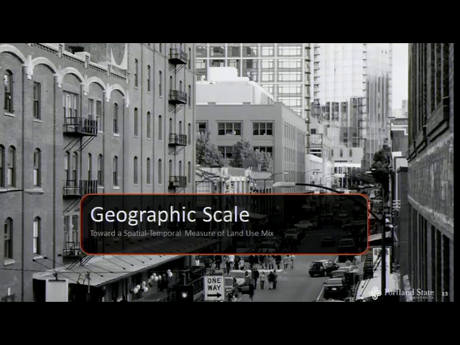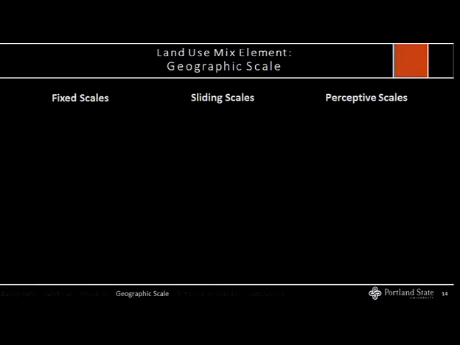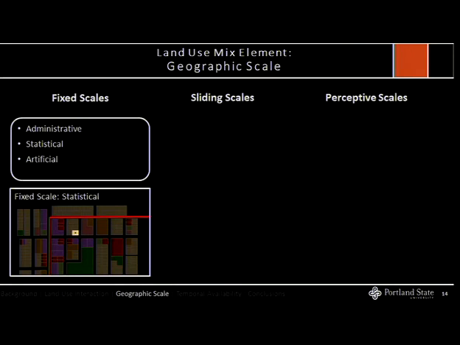The second element is the geographic scale. So once again, how do we spatially bound these measures of land use interaction or land use mixing? The literature has divided into three different strategies. The first of which is this idea of fixed scales. As this picture shows you here, these can be administrative, so thinking about cities or counties, where some administrative authority sets the boundaries that we look at for this phenomenon.